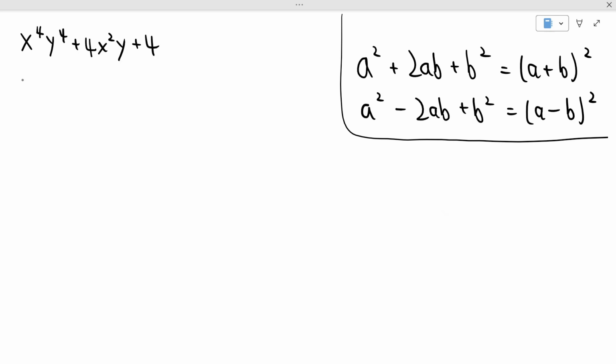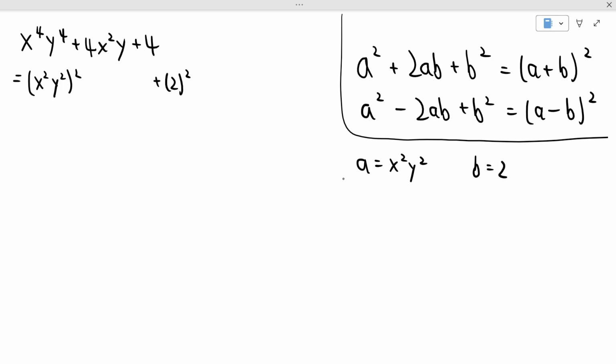So let's talk about whether or not an expression is even a perfect square for a moment. The first thing to look for is whether or not we can rewrite two of the three terms as a perfect square. So we can see here that x to the fourth y to the fourth is just (x squared y squared) all squared, and the 4 term is just 2 squared. So we can set a equals x squared y squared and b equals 2.